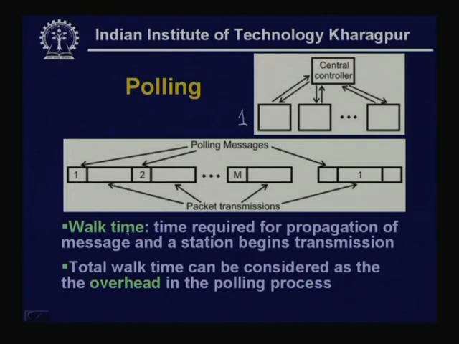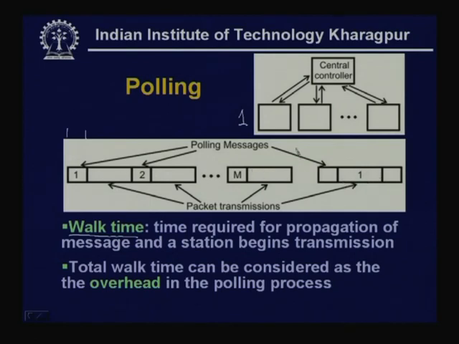It will take some time. This time is known as walk time. So, it is the time required for the propagation of the message until the station begins transmission. From this to this time is known as the walk time for polling station 1. Then the data transmission from station 1 takes place. Then it will poll station 2 in the same manner. It will require some walk time for polling 2. Then station 2 will transmit data. In this way, M stations will transmit one after the other, and again station 1 will get its turn.